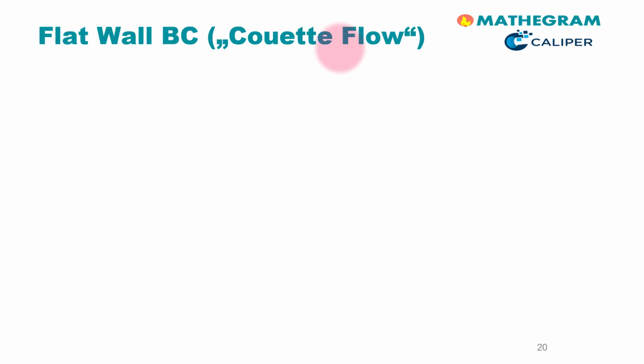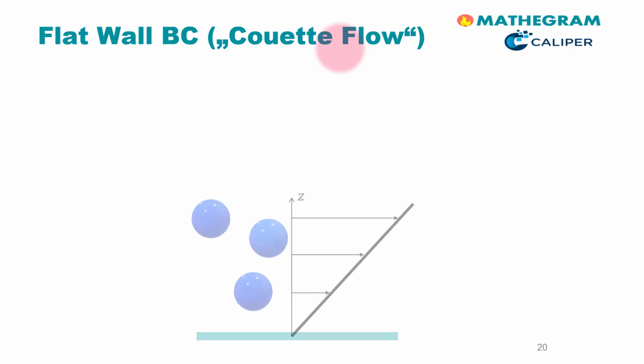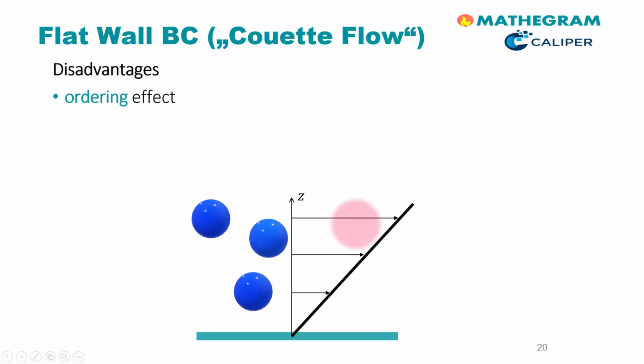Classical fluid mechanics, relying on the continuous theory, would tell us that a linear velocity profile with a certain slope exists. However, if we consider the flow of a granular material, we must take a couple of facts into account. This leads us directly to the disadvantages of this flow configuration if we apply it to the granular system. First, there is an ordering effect.